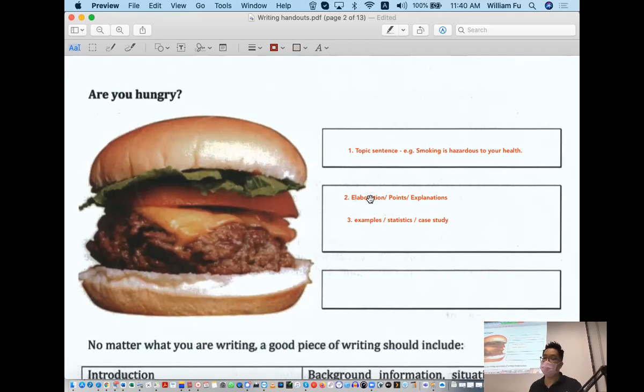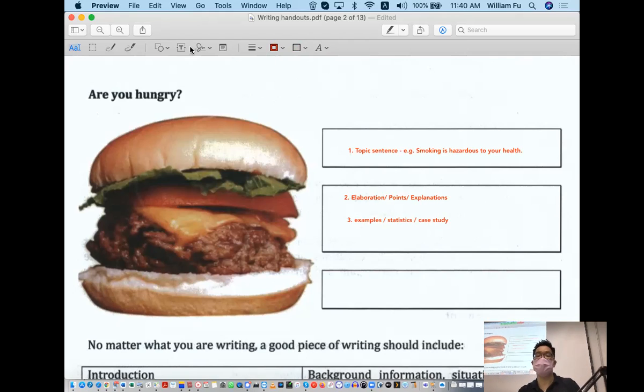Then for elaboration, you explain your points. Why is it hazardous to your health? What problems did it cause? And then you have examples, statistics, case study. Why are these important? To prove yourself. And also, people like to listen to stories. If I tell you some stories, you might be fascinated, because people like to listen to stories. With examples, you can further prove that, oh yeah, that's why we shouldn't smoke.